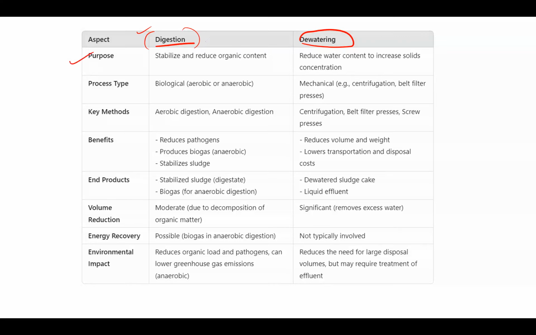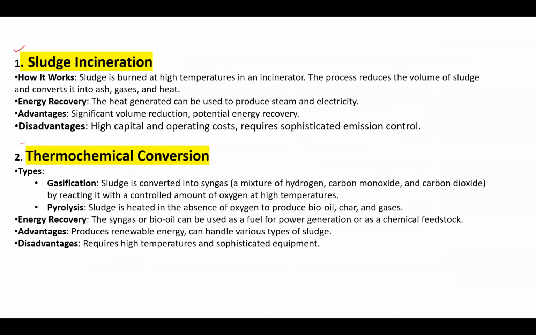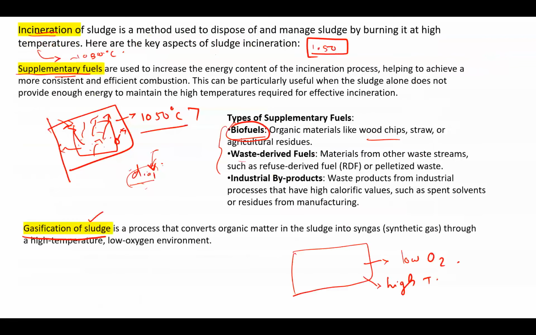So here, the main purpose of digestion is to stabilize and reduce the organic content. And dewatering, we can see, is more about reducing the water content and the solid concentration in the sludge. So digestion has more to do with reducing the organic content. So as you say, when we burn it, the organic content is reducing in gasification, right? Clear?